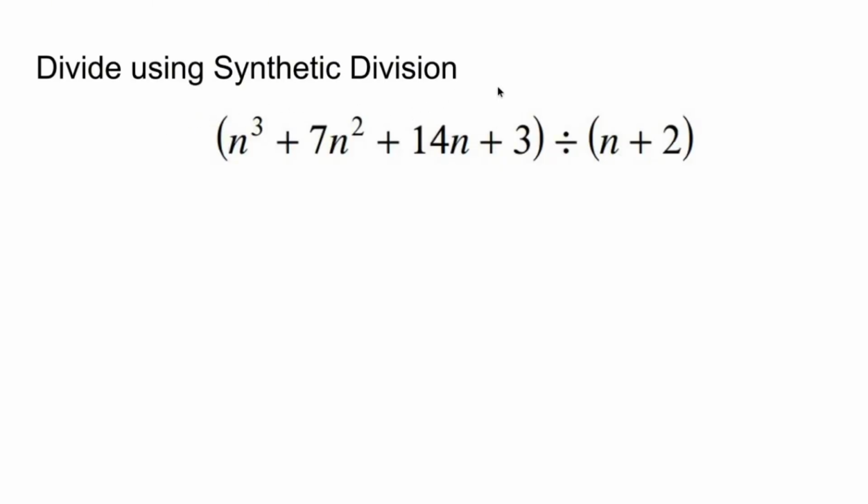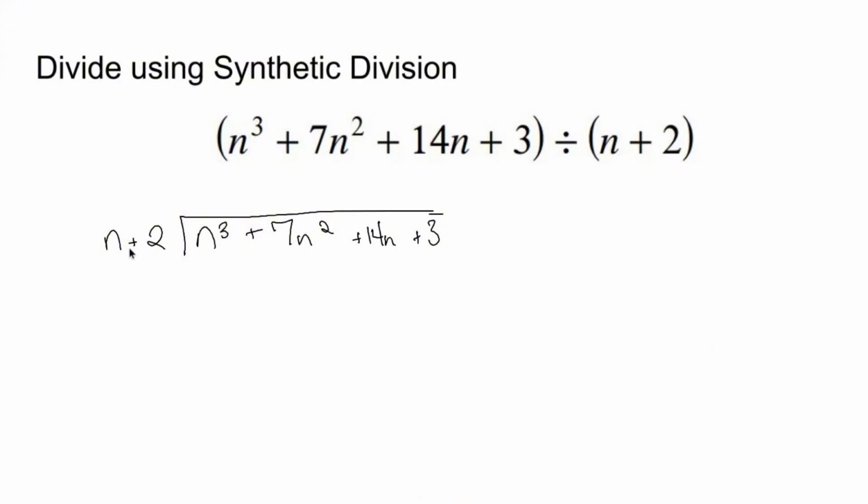Divide using synthetic division. Let's set up our synthetic division problem. We have n plus 2 is going to be divided from n cubed plus 7n squared plus 14n plus 3. Fortunately, everything is in order the way we want it to be. We're not missing anything in between. All is well, we can do the problem.